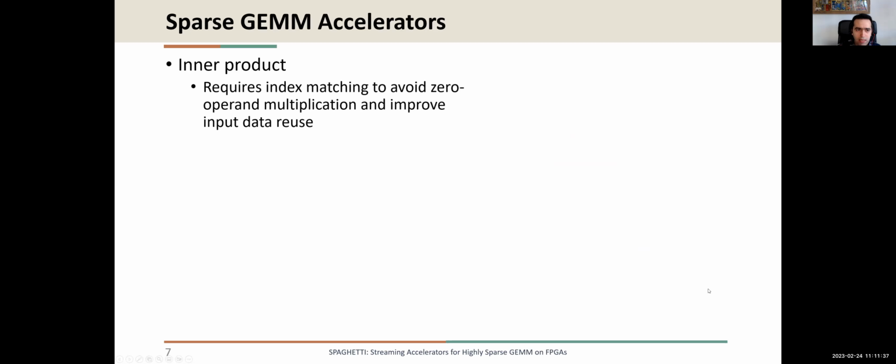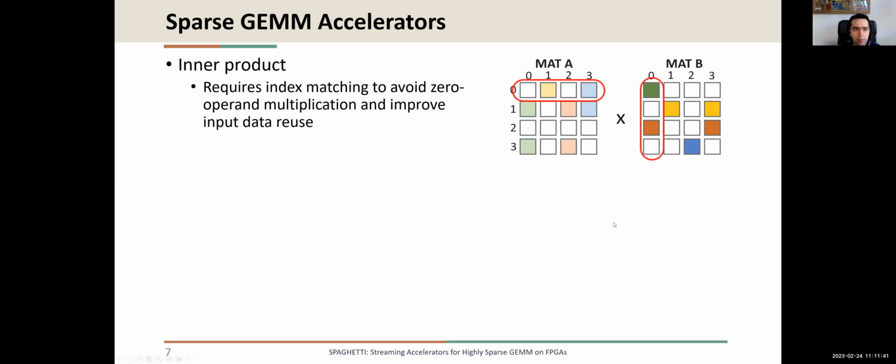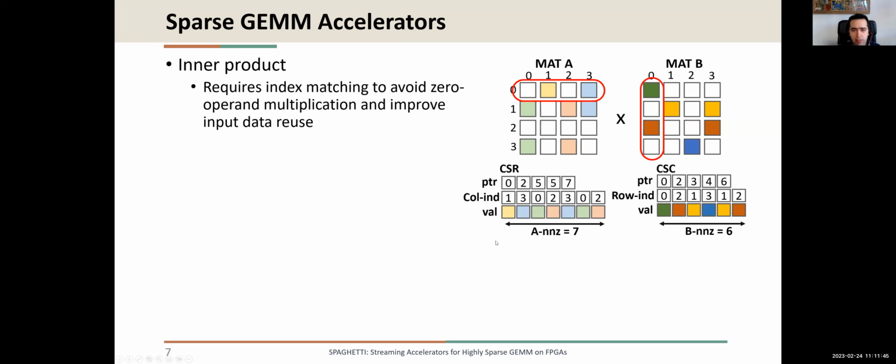Now let's take a quick look at the inner product algorithm. So what is the problem with the inner product when the matrices are sparse? Let's say that we have 2 matrices of size 4 by 4.